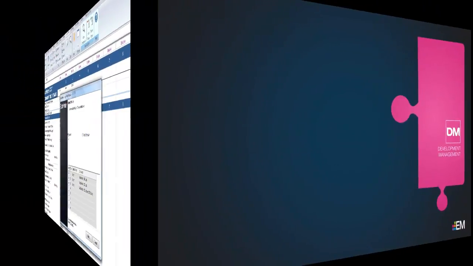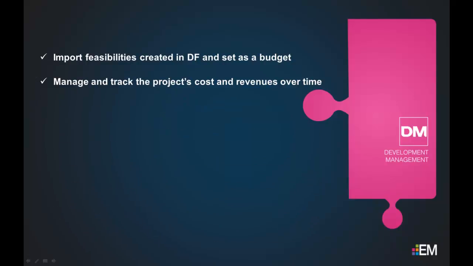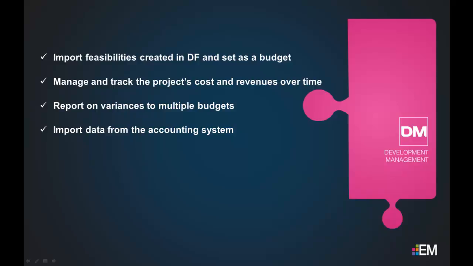Once the preferred feasibility has been approved by management and the development is ready to commence, the DF file is passed on to the Development Manager in EstateMaster Development Management, where the feasibility can be imported from DF and we can set an original budget. We can manage and track project costs and revenues over time, including actuals to date, forecast to completion, commitments, and accruals. Report on budget variances against the original project and previous forecasts by overriding forecasts with actuals. Import actual data from a company's accounting system using customizable account codes and various import tools. And analyze risk using sensitivity testing and probability analysis.